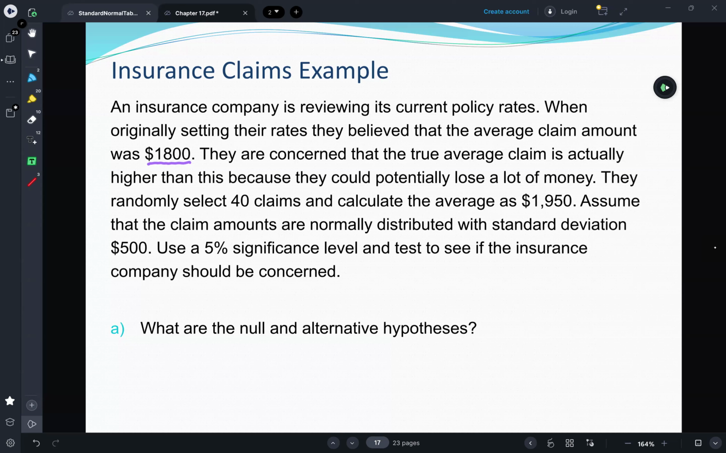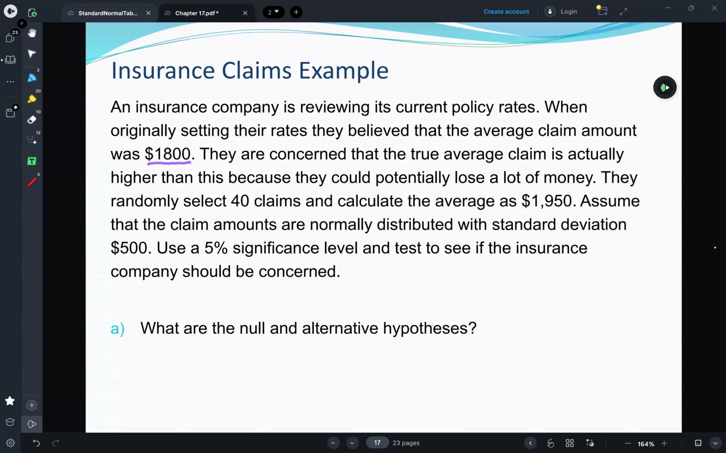Because of that, they could potentially be losing money, so they need to run a test to see if it actually has. How do they do it? Instead of going through all the claims, they take a random sample of 40 claims and calculate the average as 1,950.